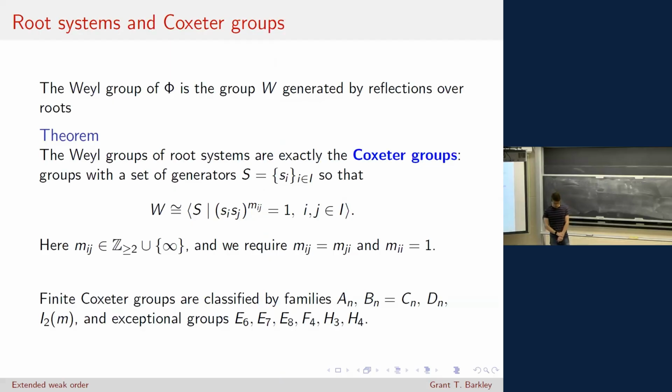Okay, so this Weyl group is very interesting. This group that's generated by the reflections over the roots turns out to be a certain special kind of group called a Coxeter group. By definition, these are groups that come with a set of generators and have a very special presentation where we're just asking for products of generators to have some order. There's a nice classification of finite Coxeter groups which people are probably familiar with: A, B, C, D, E, F, G, H, I.